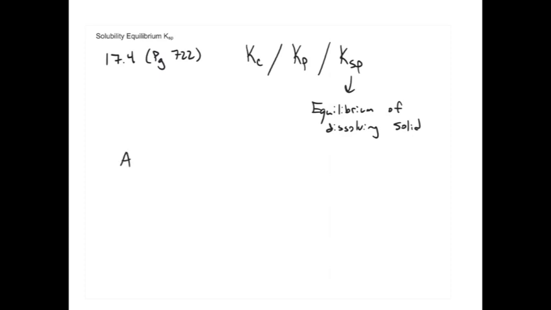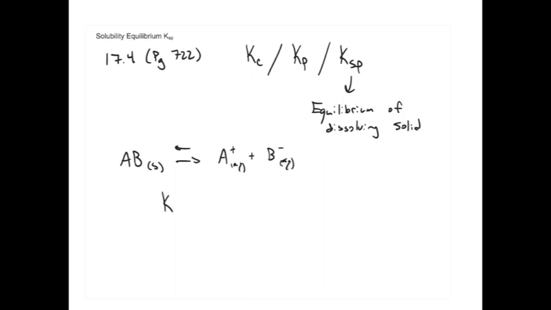And as I mentioned, this is an equilibrium concept. Equilibrium expressions can be expressed in three different ways: Kc for concentration, Kp for pressure, or Ksp for something that is dissolving. Now if we generate a solubility expression for an ionic substance, we'll call it AB. The substance AB is breaking down into A+ and B-, both of which are aqueous.